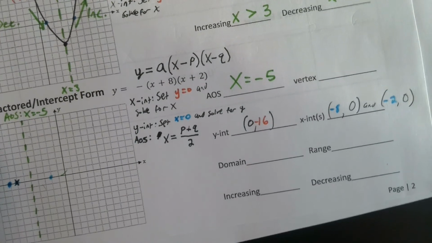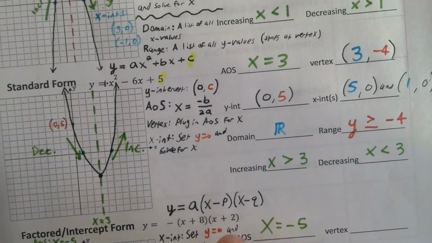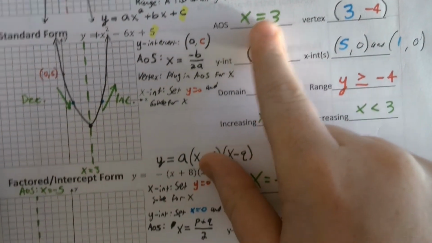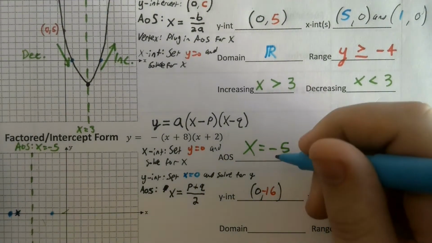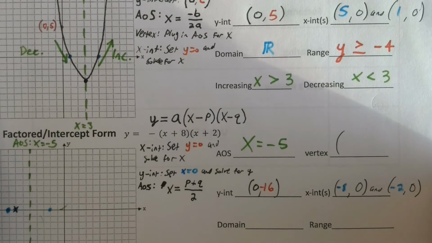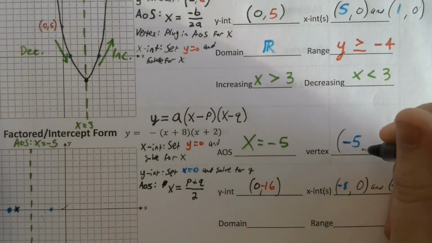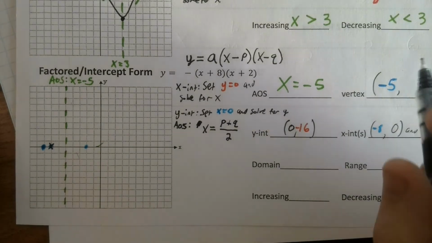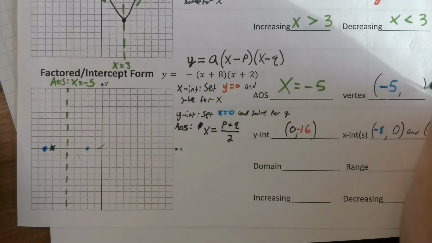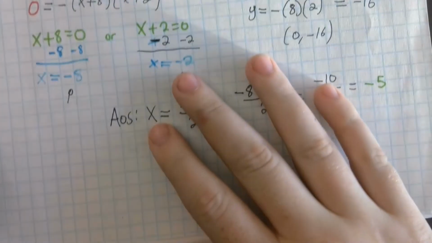So then the last thing we need to find is the vertex. And again, we can use a trick that we learned last time to help us out. If we know where the axis of symmetry is, do we know where our vertex is? Sort of. We know that our vertex is going to have the same x value as our AOS. So our vertex is also going to be at negative 5, something. How do we figure out the y value when we know the x value? To find the y value when we know the x value, we just plug into the equation.